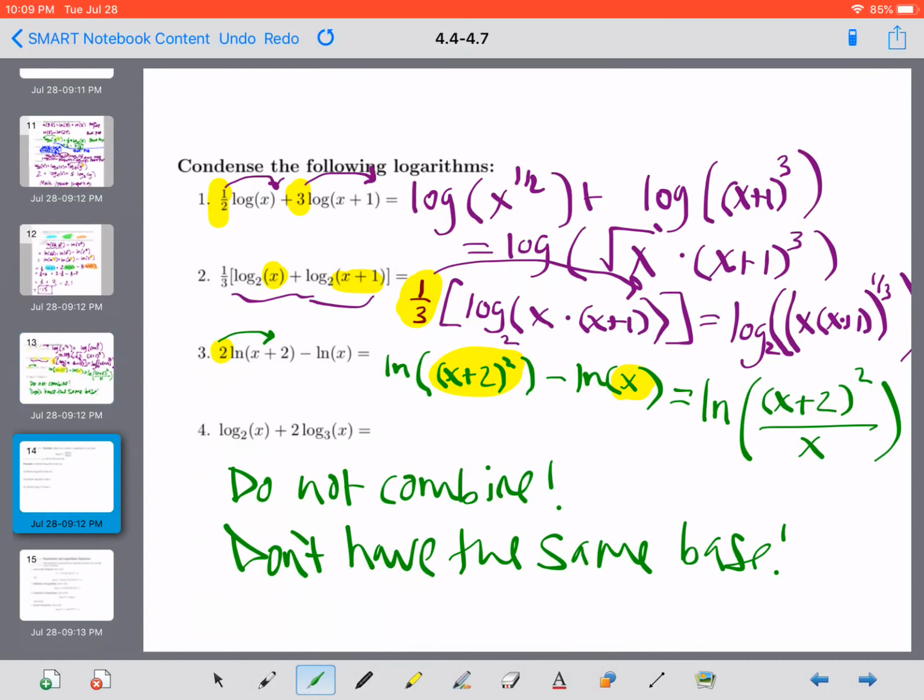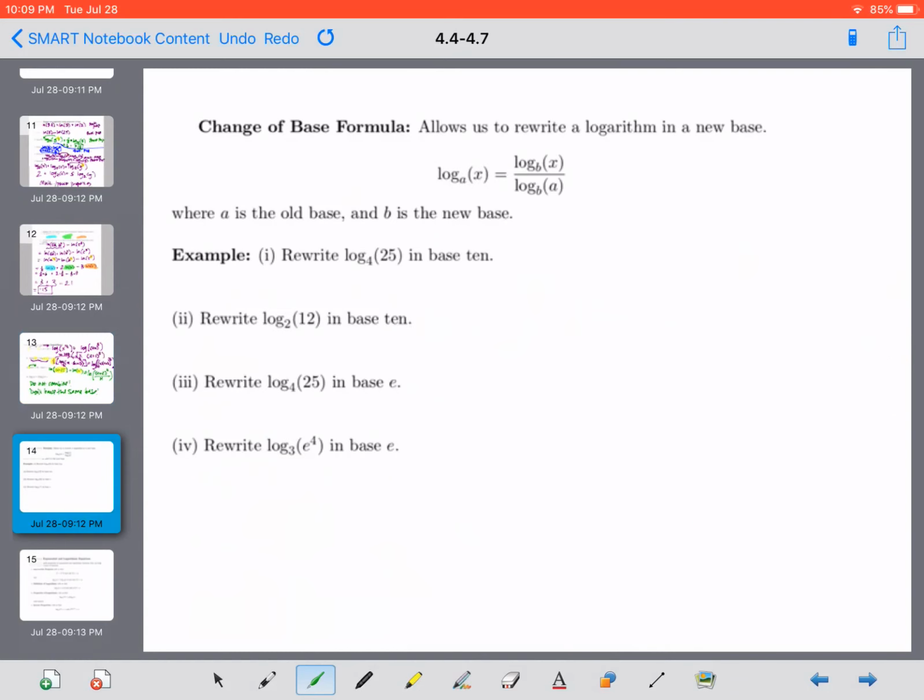Alright, now if you have something that's in a base that's not desirable for some reason, for example in the last example, maybe you wanted to try and combine those two logs but they have different bases, so you want to rewrite one of them in the same base, or maybe because you're trying to work on a calculator and your calculator only has log base 10 and log base e. Well, we have a formula, the change of base formula, that allows you to rewrite a logarithm with a new base. So let's look at a couple of examples.